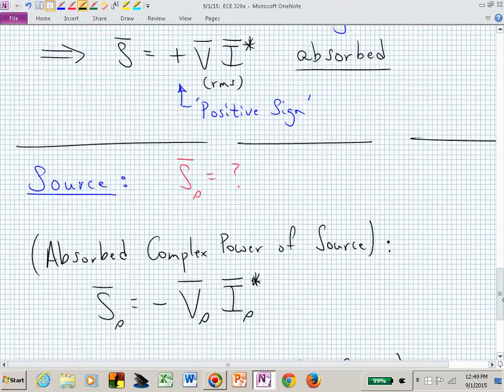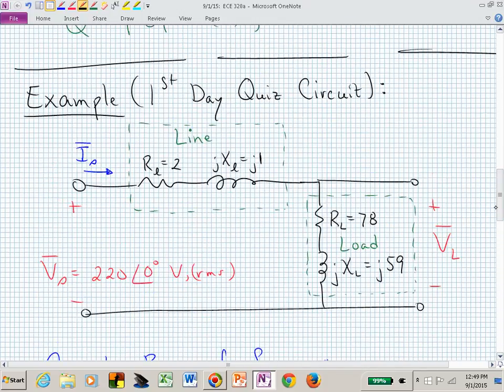Where were we? Oh, trying to find I sub S as a phasor. Do you see how you would do that? Do you have a plan?